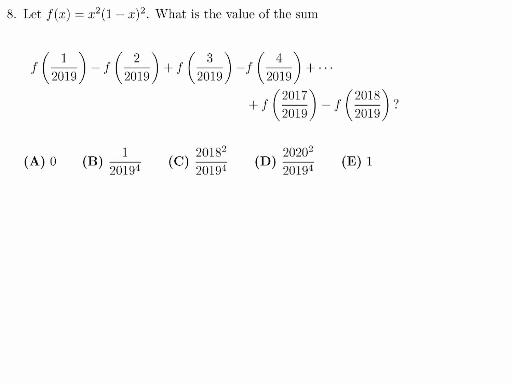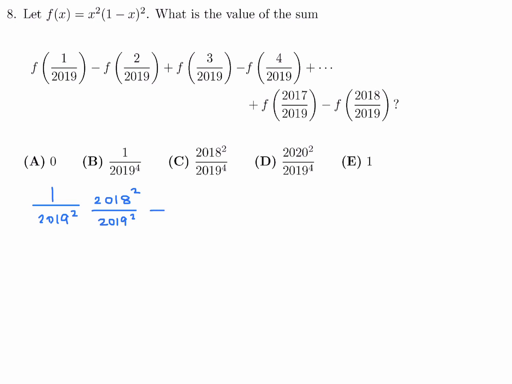Let f of x equal x squared times (1 minus x) squared. What is the value of the sum? So let's write out a few of them just to get a feel of what this is like. Starting with f at 1 over 2019, that would be 1 over 2019 squared, and then 2018 over 2019, squared.